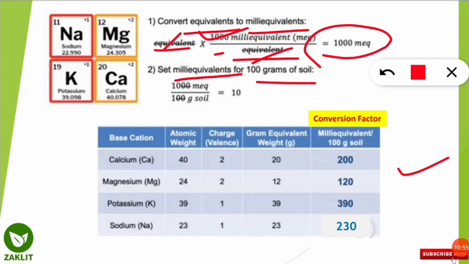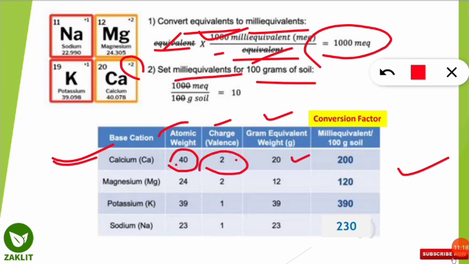What is this? I will tell you with the help of this table. Let us take an example of calcium only. Calcium atomic weight is 40. Calcium charge, that is valency, is 2. As you can see here, the valency of calcium is 2 valence electrons. Then we have to find the gram equivalent weight. How to find it? This is very simple. Simply divide atomic weight by the valence charge, that is 40 by 2 gives 20. Then to find the CEC, we need to find a conversion factor. How to calculate the conversion factor? It is very easy. Simply this 10 value which we talked about earlier, we have to multiply with the gram equivalent weight.